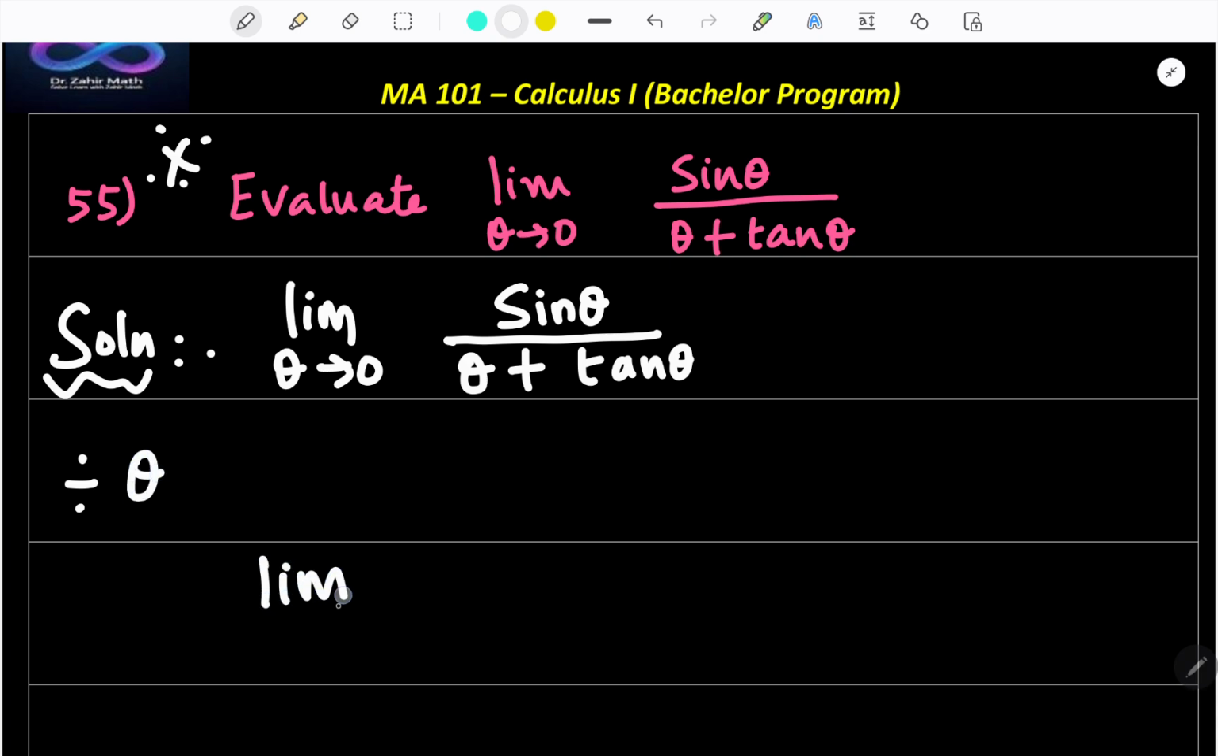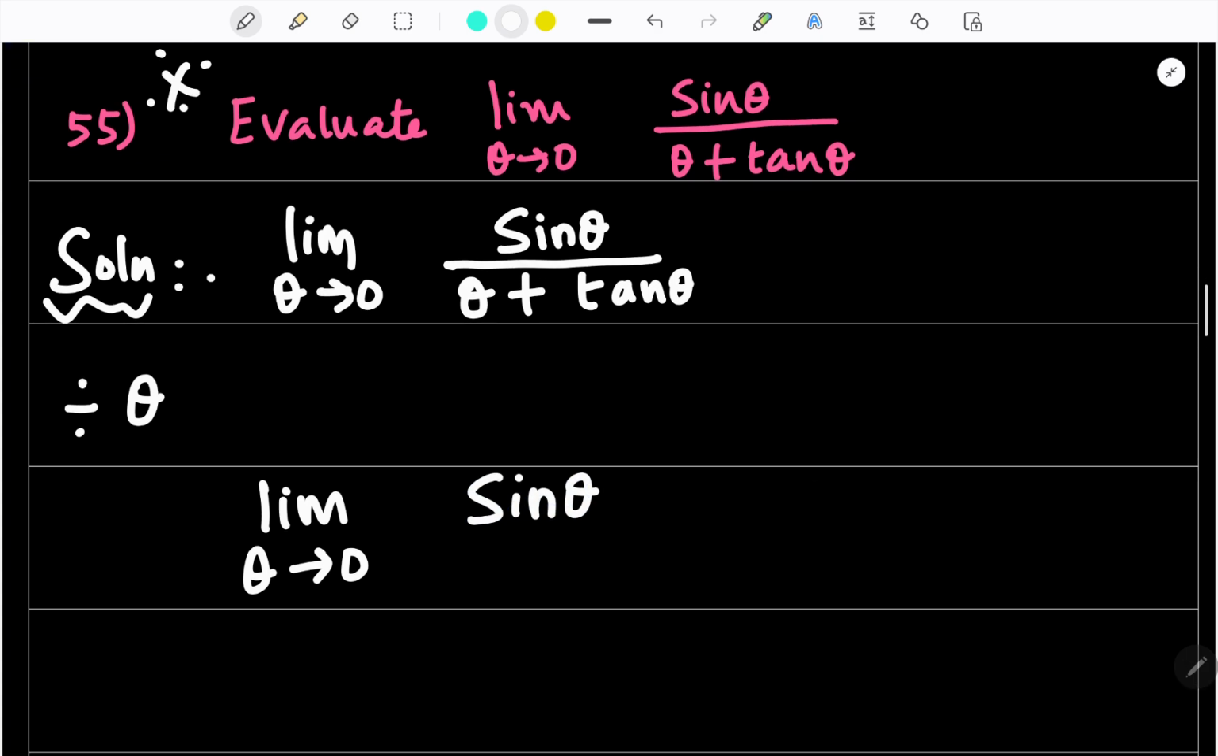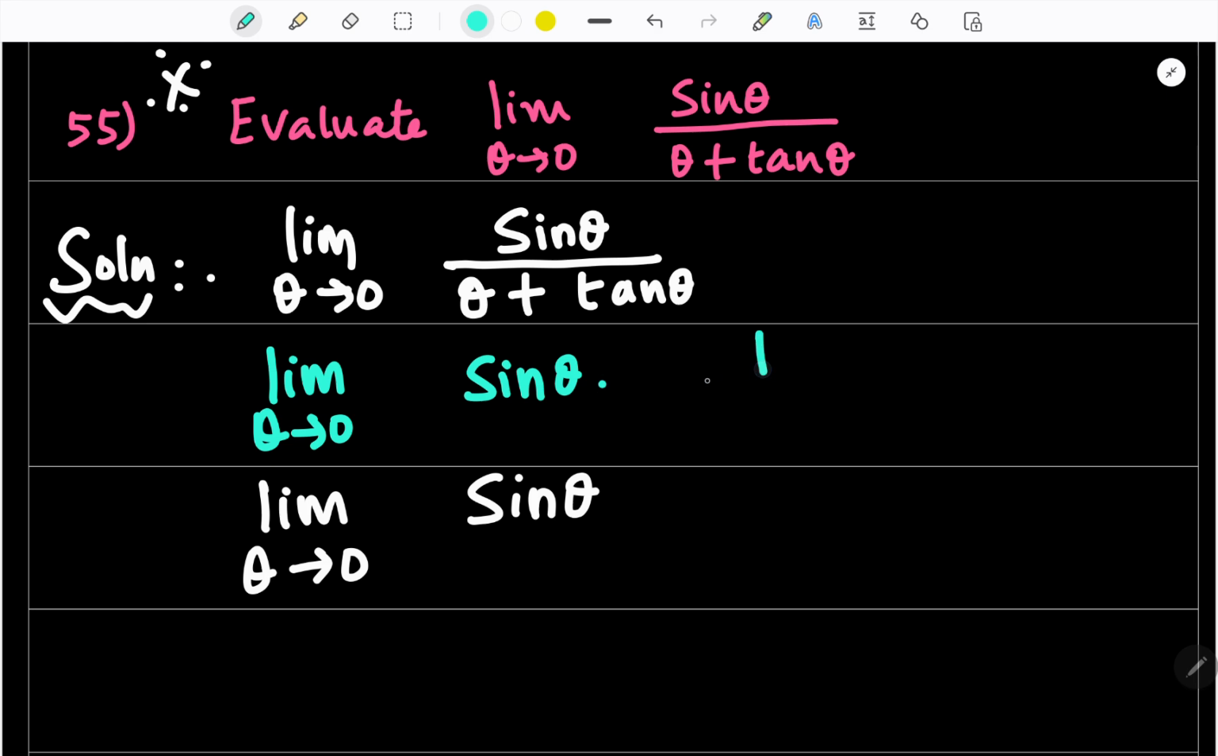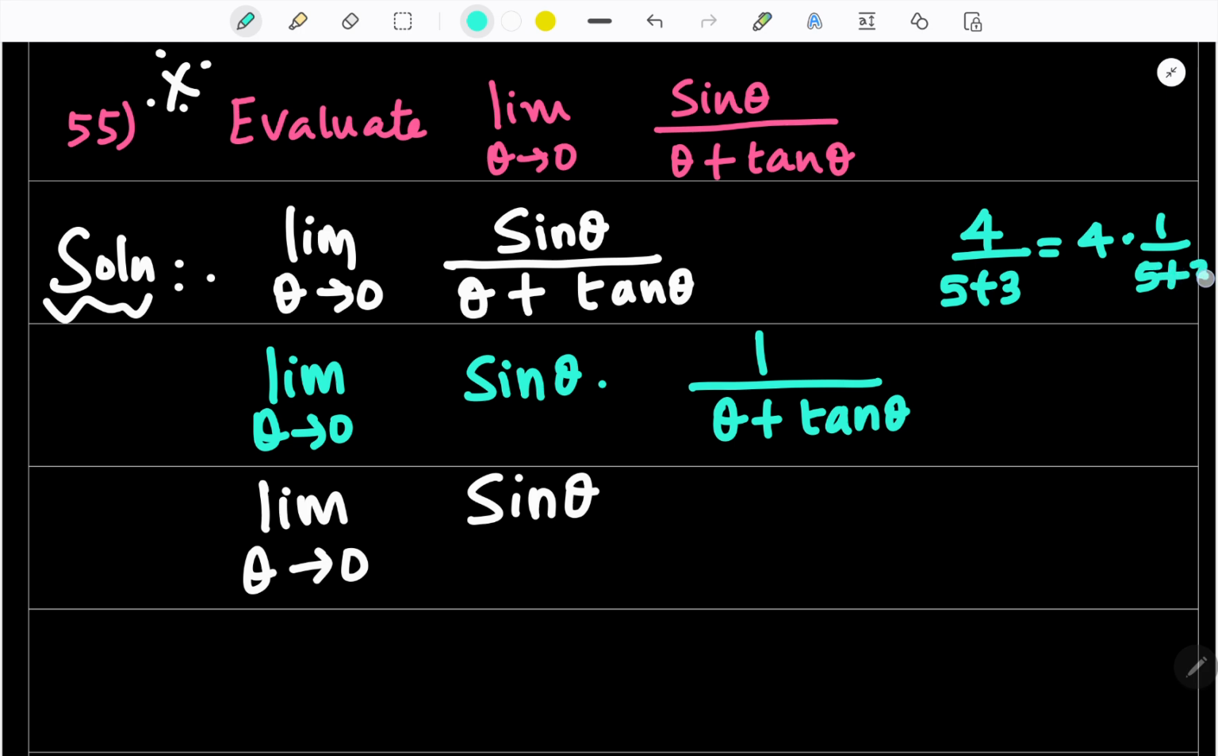You see, limit theta tends to 0. One step I will write so that you will find it easy. Limit theta tends to 0, just I write sine theta. Then I will write here theta plus tan theta. Shall I write like this? Because suppose you have 4 divided by 5 plus 3. I am writing 4 multiply 1 divided by 5 plus 3. The same idea I am using.